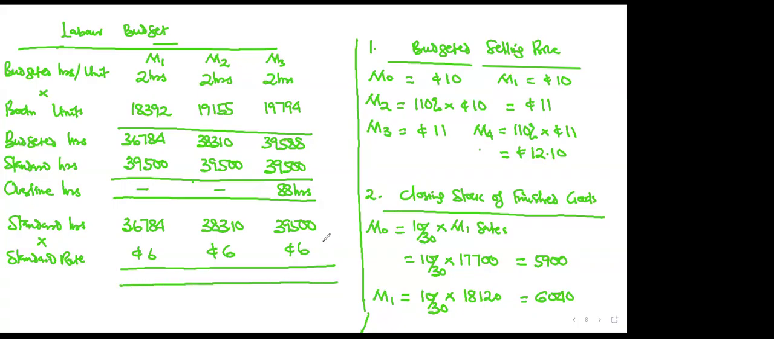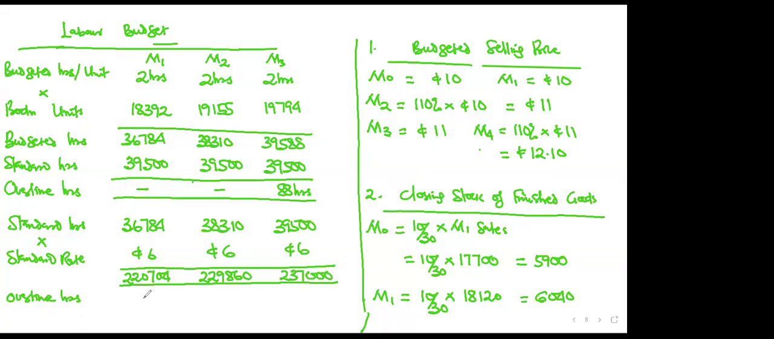Okay, that would be 220,704 for month one. Then man 2: 229,860. Then man 3 will be 237,000. So this is the standard.